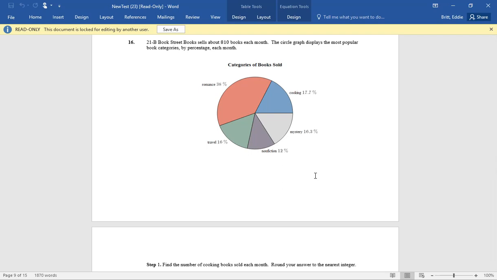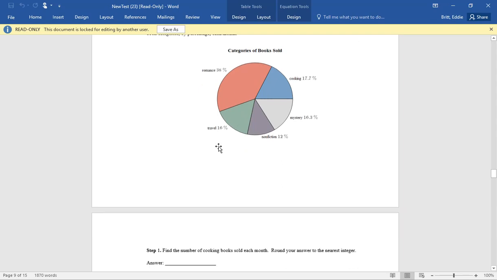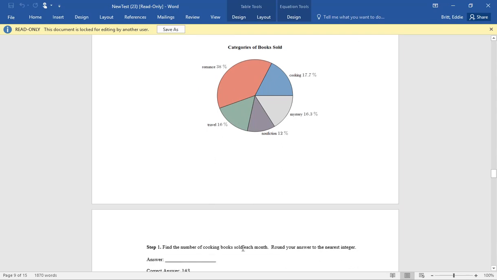Alright, number 16. So it says this place sells about 810 books each month. And it tells here the percentage of each of the types of books that it sells. Find the number of cooking books sold each month. Round your answer to the nearest integer.